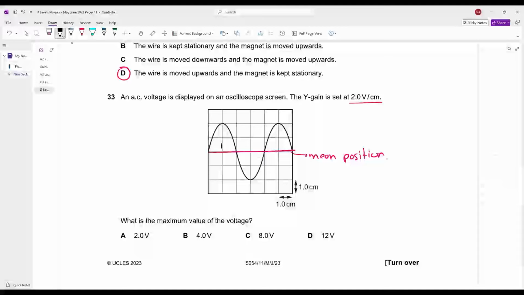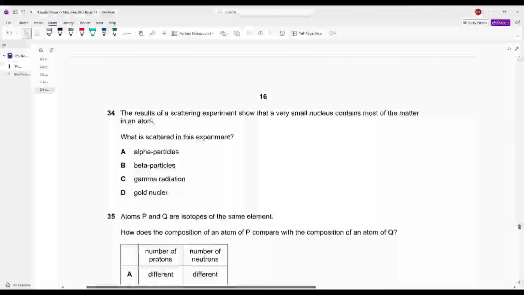अब क्या आप देख सकते हो कि मीन पोजीशन से 1 और 2, दो बॉक्सेस ऊपर आपका क्या है, मैक्सिमम वोल्टेज. Each box on the Y axis represents what, 2 volts. तो दो बॉक्सेस कितना वोल्ट रिप्रेजेंट करेंगे, 2 into 2, 4 वोल्ट्स. B is your answer. अब आ जाओ 34 पे.